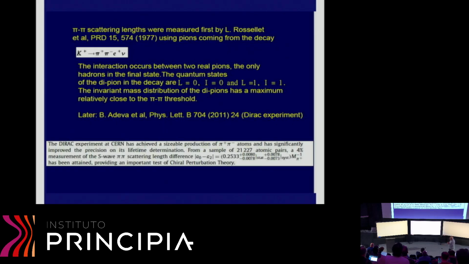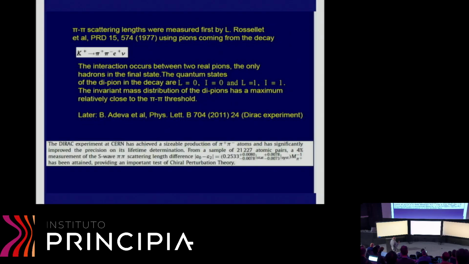How were scattering lengths measured in particle physics? You cannot send a beam of pions against a beam of pions. This experiment is not possible. Scattering lengths were measured among the pions that appear, for example, in the decay of K+: K+ decays to pi+, pi-, positron, neutrino. People were able to study the distribution of these pi+, pi- pairs, discovering that there was a scattering among these particles. The first experiment was done by Laurent Rosselet, 1977.